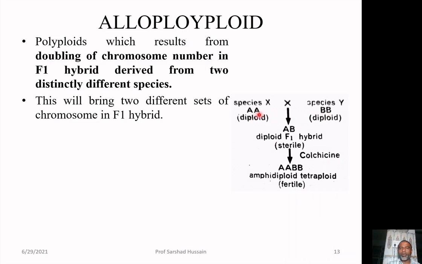When they form the gametes, they give one chromosome from each set, then the F1 hybrid will be a diploid individual, but with one set from one species and the other set from the other species. And because this is diploid, in order to get a polyploid, that too an allopolyploid, we have to double this chromosome number.